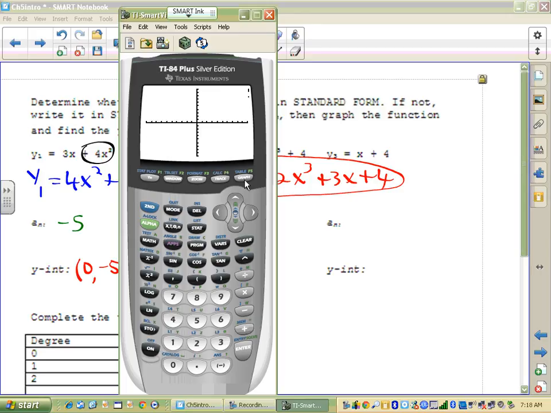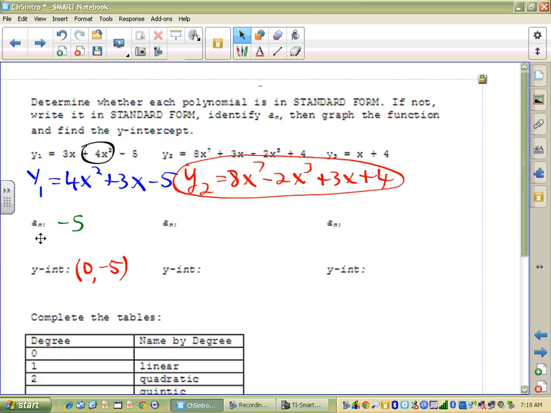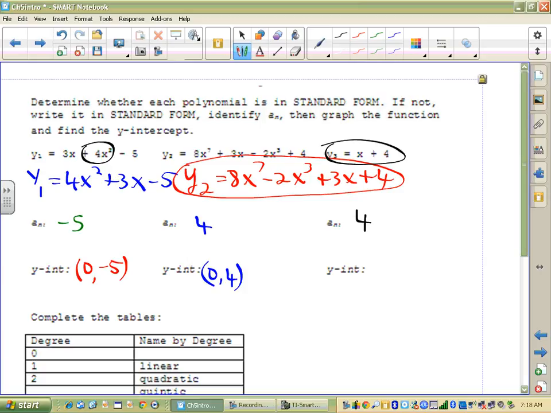So we graph this, and let's look for the y-intercept. It looks to be 4. Let's calculate a value when x is 0. Wow. Okay, so the y-intercept on this one is 0, 4. And a sub n, the constant term, is also 4. You probably realize by now what's going on. y3 is already in standard form. A sub n is 4. And if we graph that, you probably know just from your study of lines that the y-intercept is 0, 4.